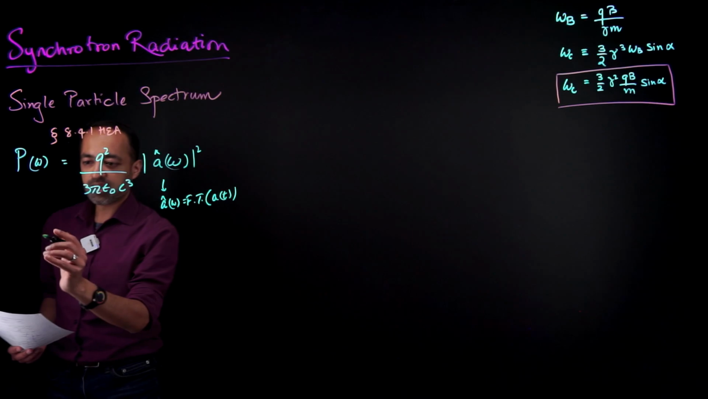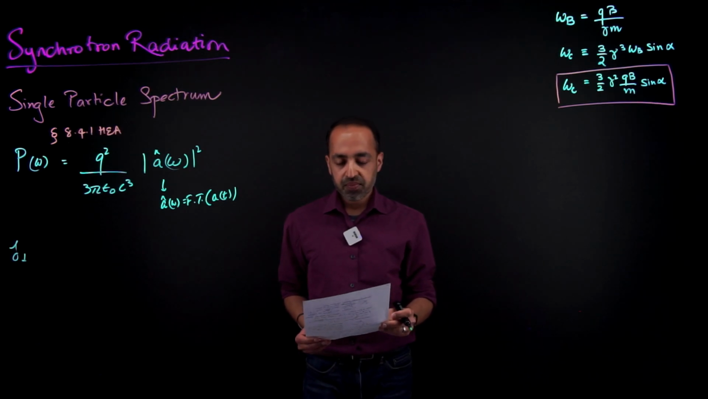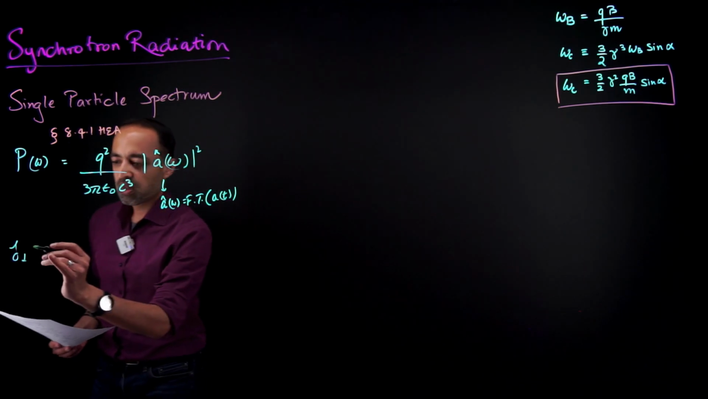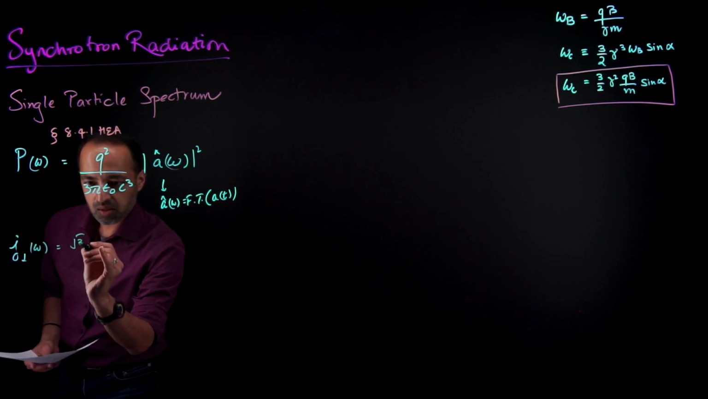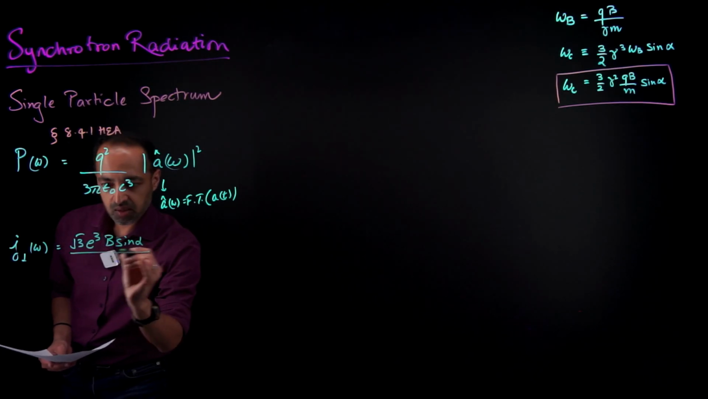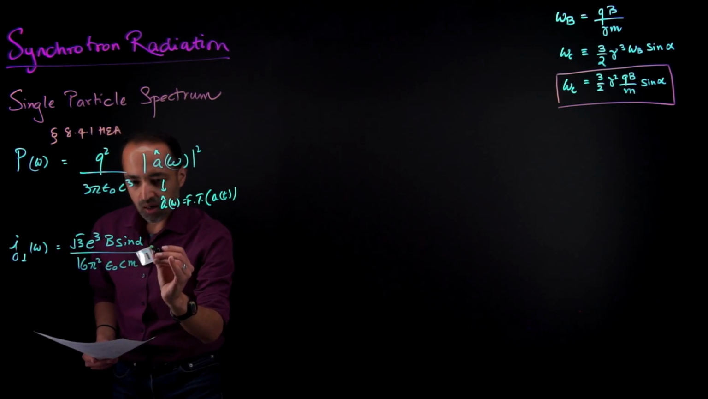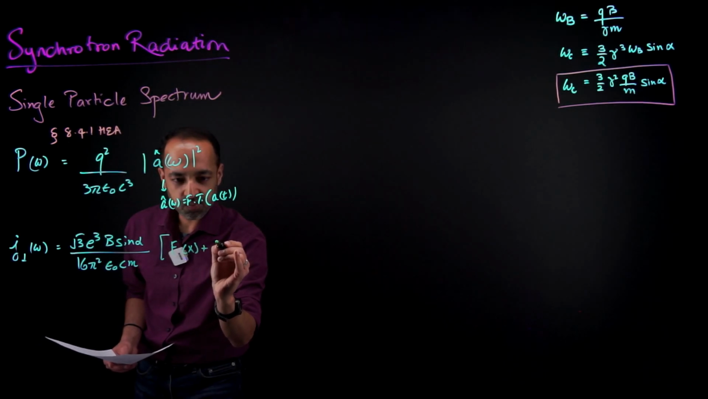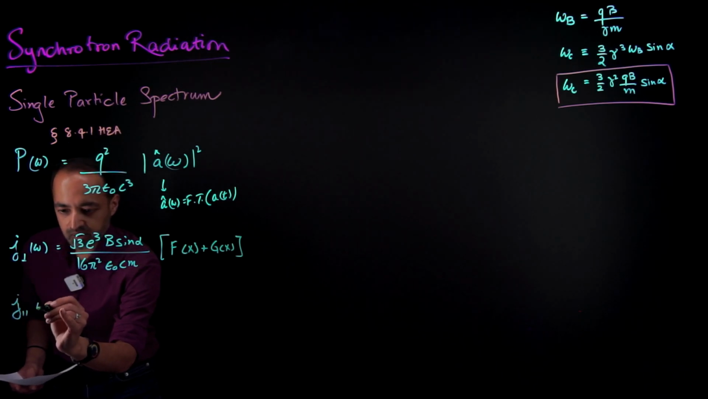You have two components. There is a J perpendicular. This J is the emission coefficient. Let me write this down, then I'll describe what it is and what it tells us about the radiation. So J perpendicular of omega is root 3 e cubed B sine alpha divided by 16 pi squared epsilon naught c m, and then there are factors here, which I'll define in a second, F of x plus G of x. And then there's a J parallel of omega.